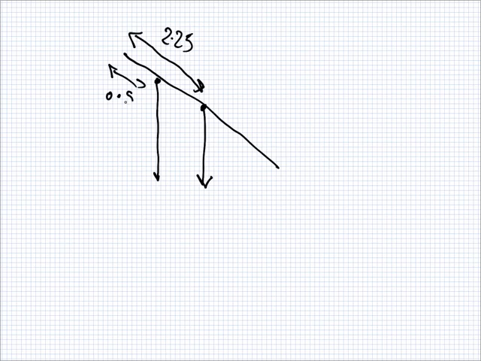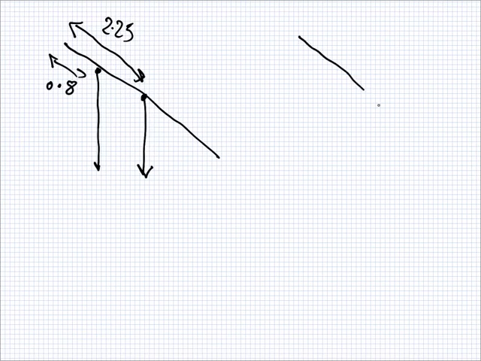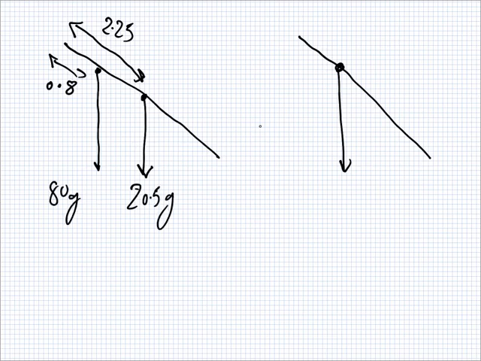So this weight, how far away was it? 2.25. And then the other one, how far away was it? 0.8. I want to replace the two of these with just one force. So how big is this one? This was 20.5 G, and this one here 80 G. So if I was to replace them with one equivalent force, it would have to be 100.5 G. But where do I put it?